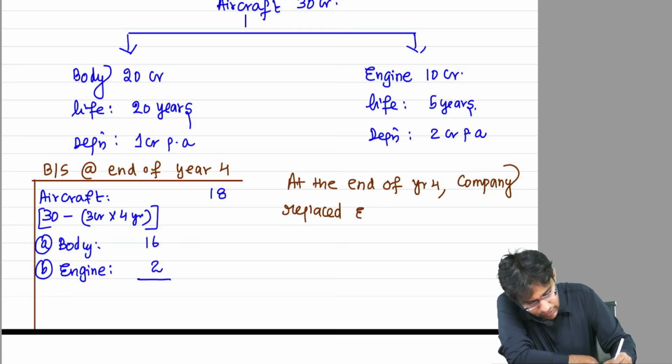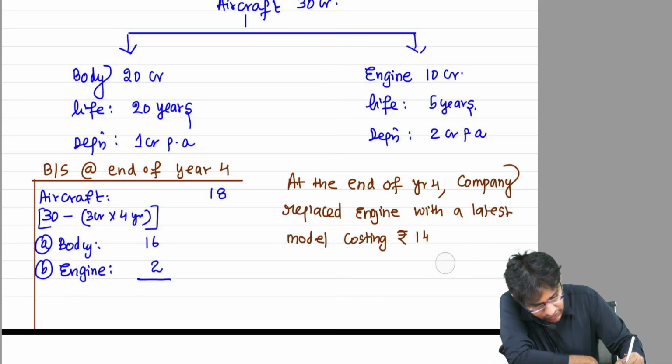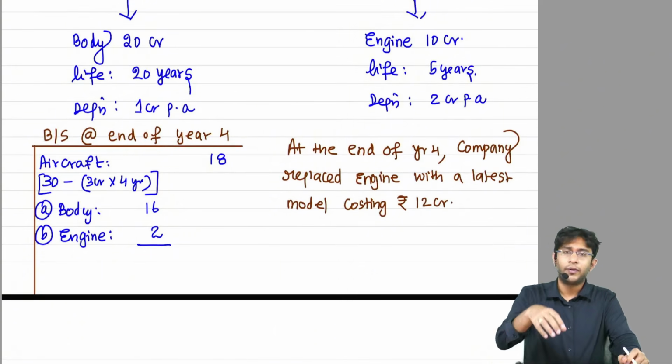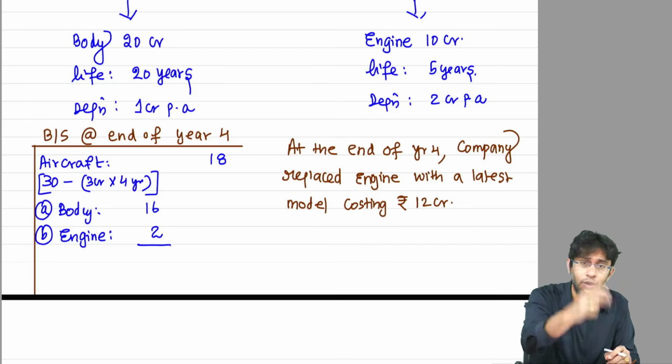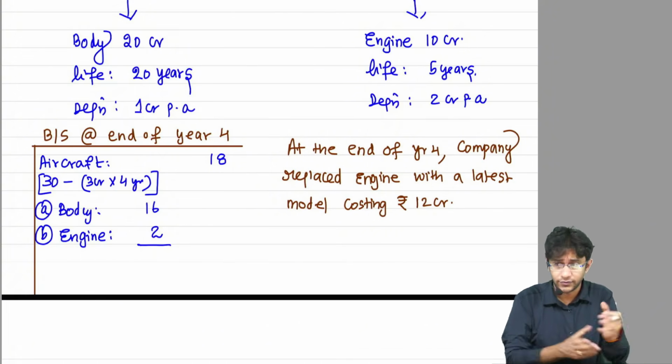replaced the engine with a latest model costing rupees 14 crores, or let's say 12 crores. So, what you did, from your aircraft, you removed the existing engine and substituted it with a new engine. So, the cost of the new engine is given as 12 crores. Now, what is the treatment of this entire transaction?